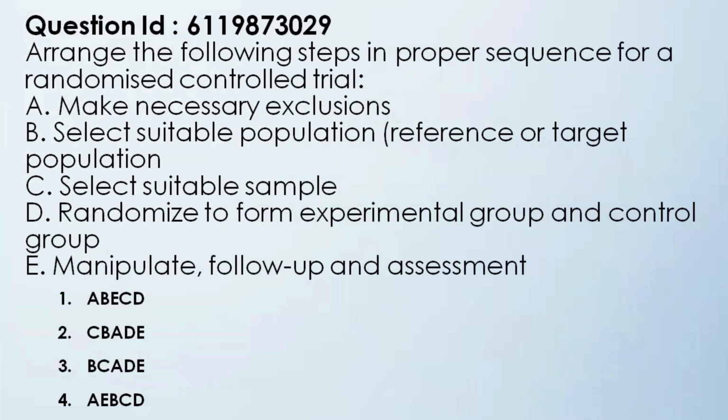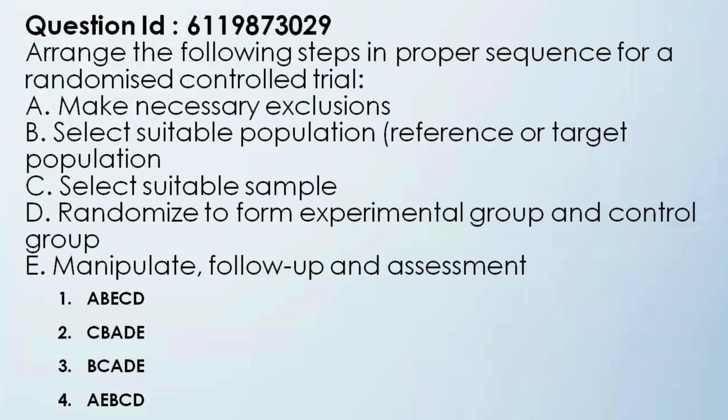Arrange the following steps in proper sequence for a randomized controlled trial. Make necessary exclusions, select suitable population, reference or target population, select suitable sample, randomize to form experimental group and control group, manipulate, follow-up, and assessment. Before you look at the four options, understand that you have to arrange these five steps in a proper sequence for an RCT. Now look at the four options given below.